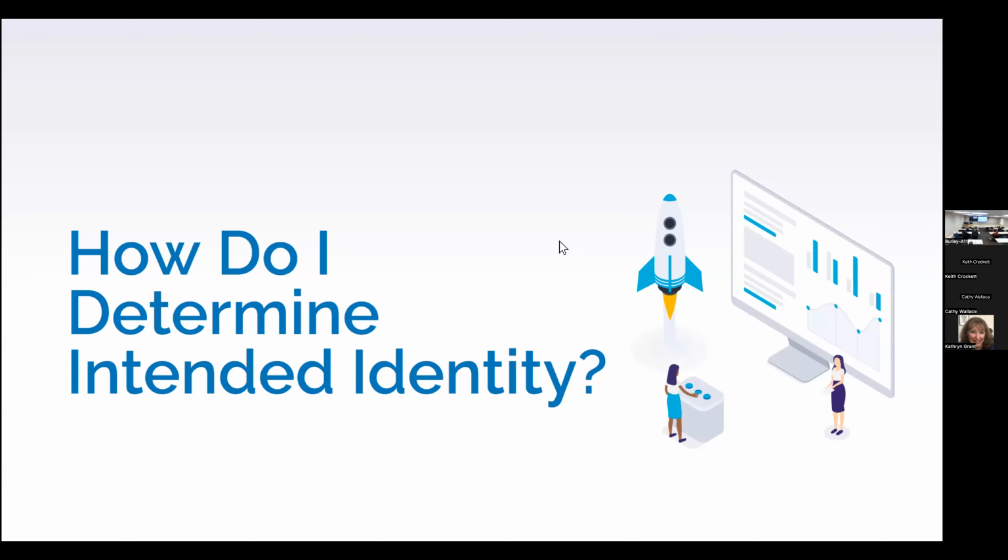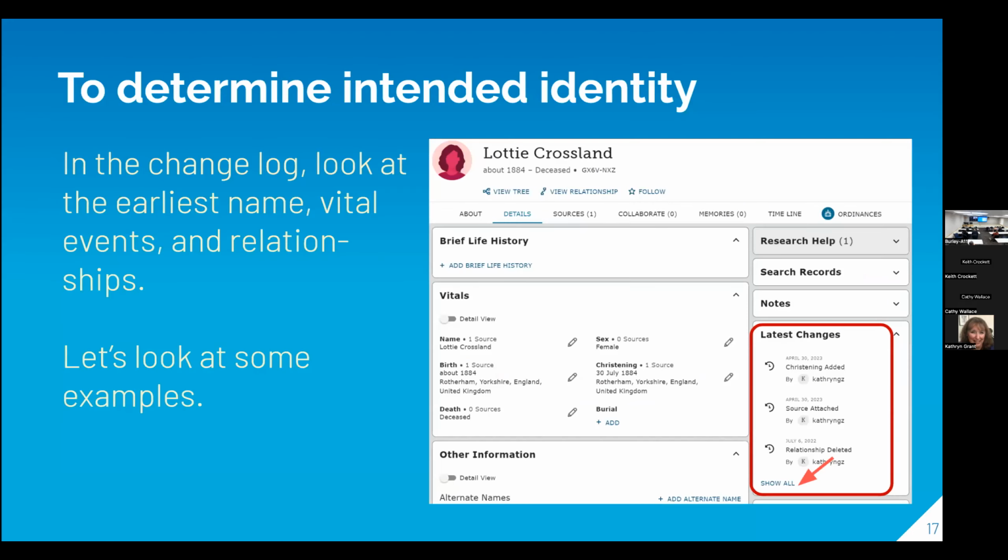How do we determine intended identity in family tree? Remember, in your own personal tree, you are very likely to just know it. But in a shared tree, how do we determine who that person was meant to represent? The only reliable way I've found is to go into the change log. So you look at the earliest entries for the name, the vital events, and the relationships.